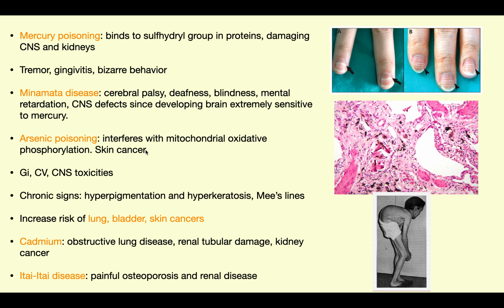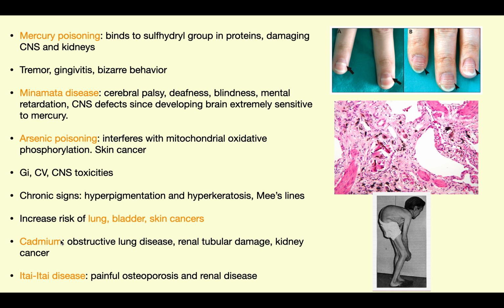Arsenic poisoning is going to interfere with the mitochondrial oxidative phosphorylation. In a pathology insight, we've been through arsenic poisoning back in biochem. Go back to those lectures to refer to that. But it's going to lead to skin cancer. They have effects on the GI, cardiovascular, and CNS systems. Chronic signs are going to be hyperpigmentation and hyperkeratosis, which are going to be your Mees lines. And importantly, it has an increased risk of lung, bladder, and skin cancer.